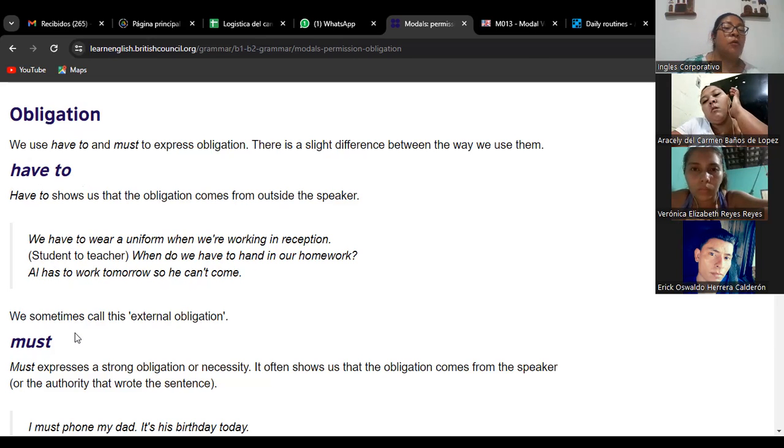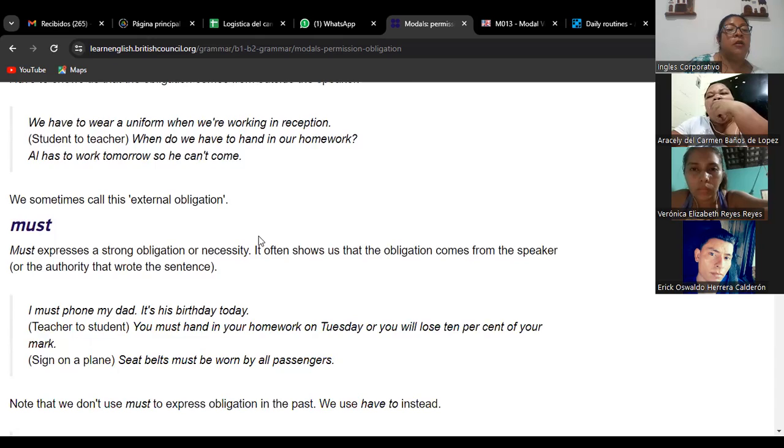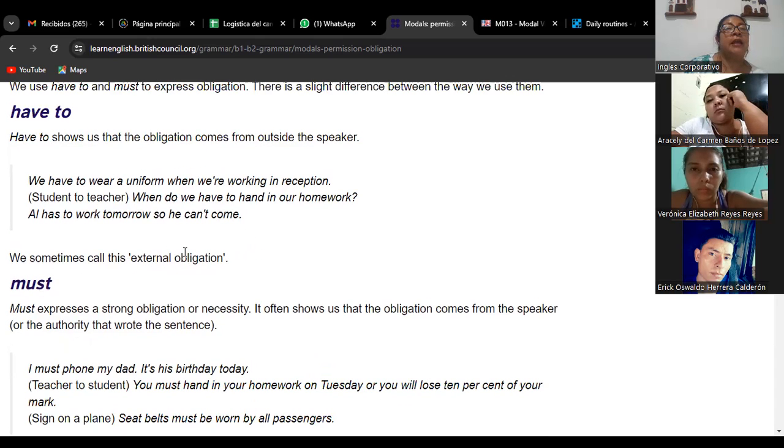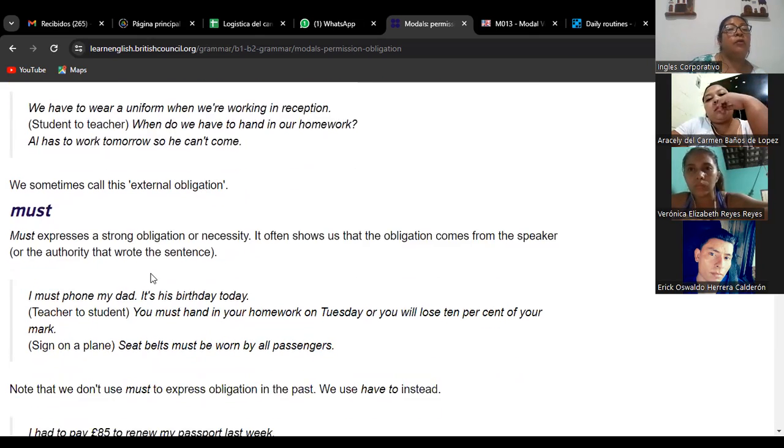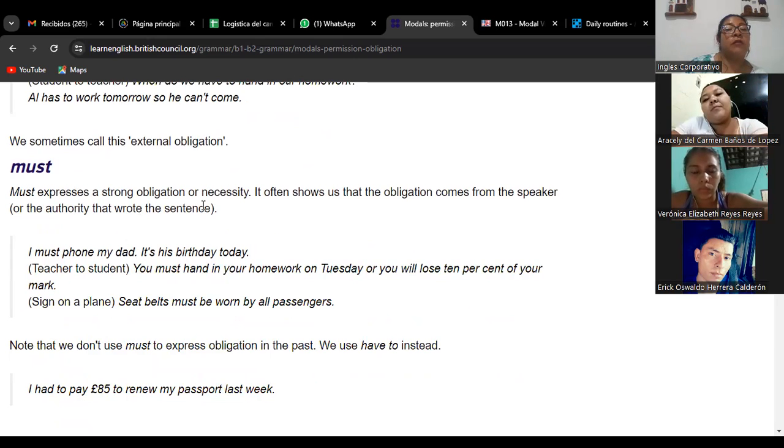And we sometimes call this external obligation. Okay, es como una obligación externa. Okay, no depende de mí. Es externo. Y luego dice must express a strong obligation or necessity. Obligación fuerte o necesidad. It often shows us that the obligation comes from the speaker. Aquí sí viene de la misma persona que la está diciendo. Or the authority that wrote the sentence. O de la autoridad directamente. I must phone my dad.